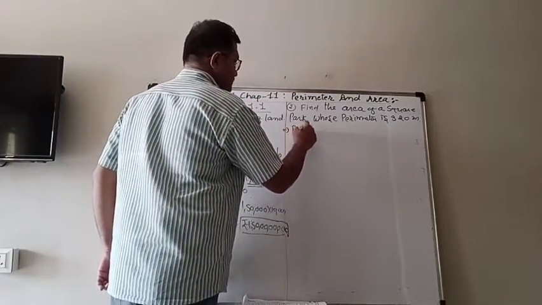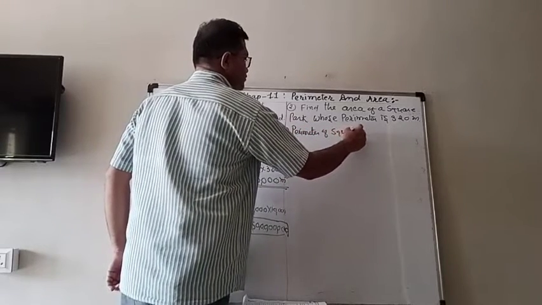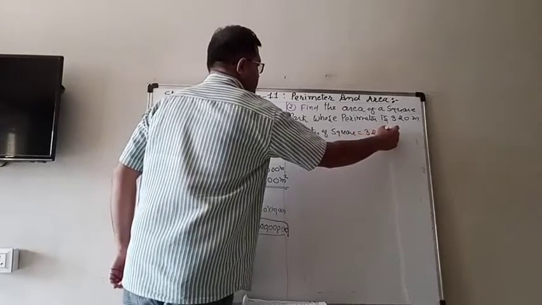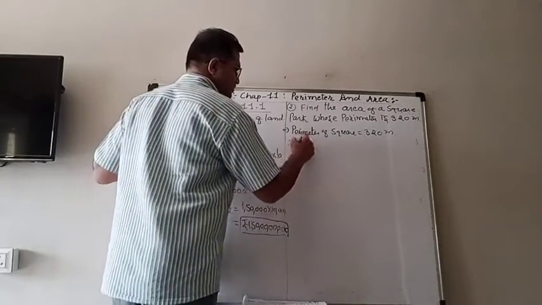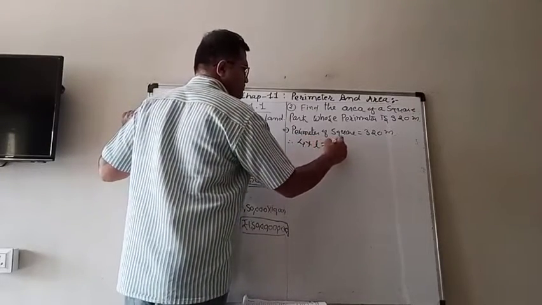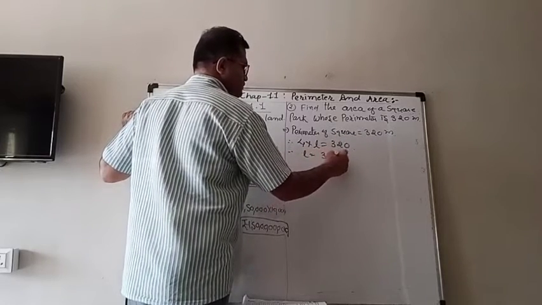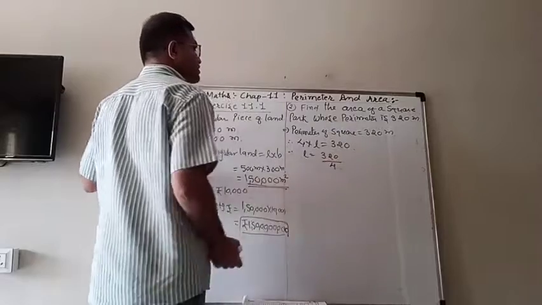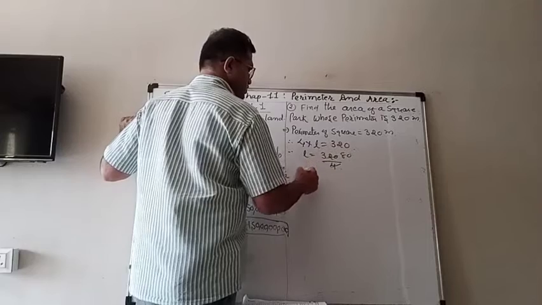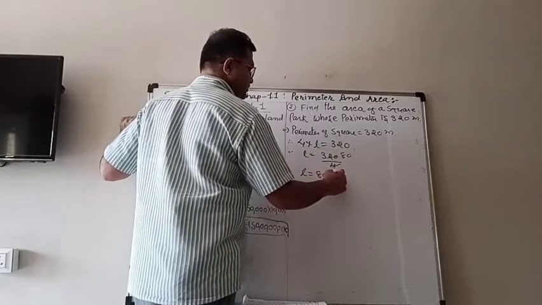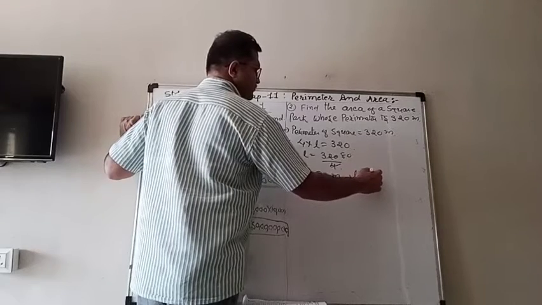So perimeter of square is 320 meter. What is the formula for the perimeter of square? 4 times length. So 4 times L is equal to 320. So L is equal to 320 divided by 4. So 4 8s are 32. So L is equal to 80 meter. So that is the length of square we got.